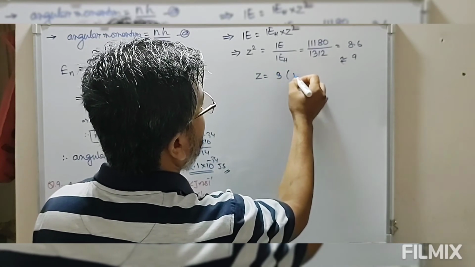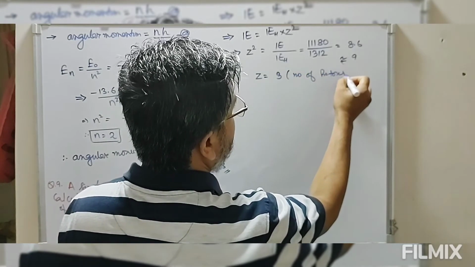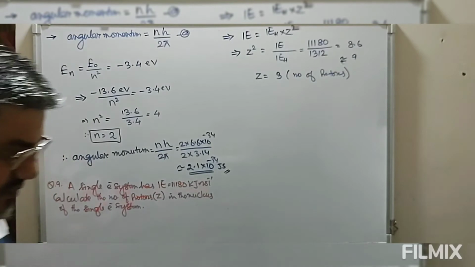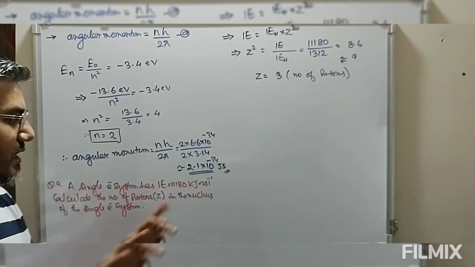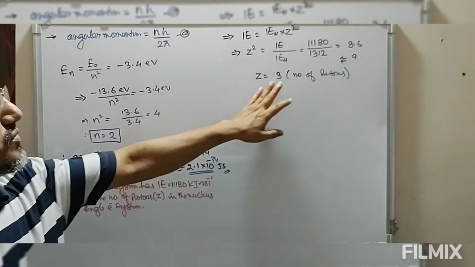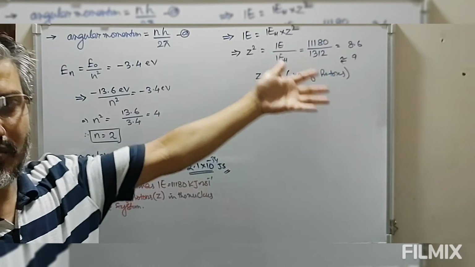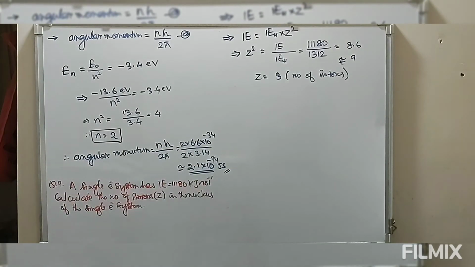So the number of protons in the unknown species for which the ionization energy is 11180 kilojoule per mole is 3. That is lithium, atomic number 3. So the number of protons should be equal to 3.